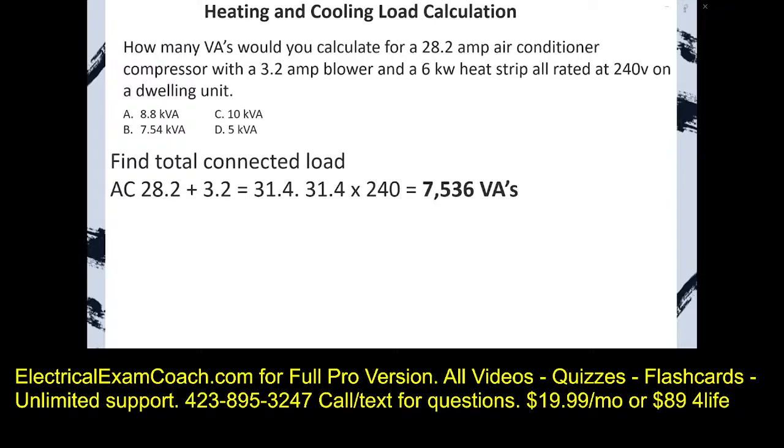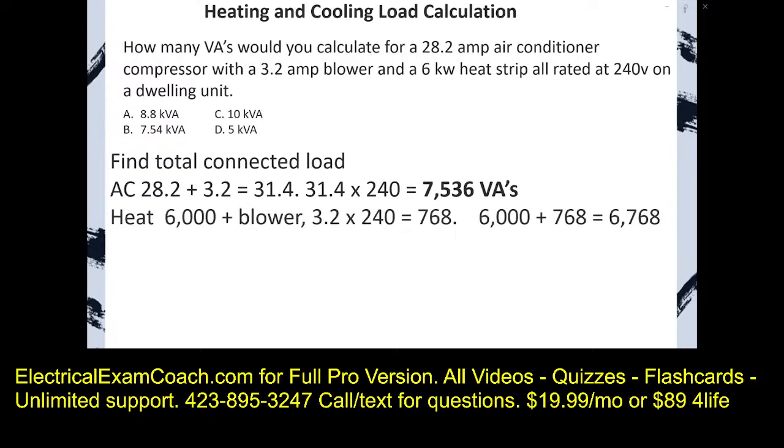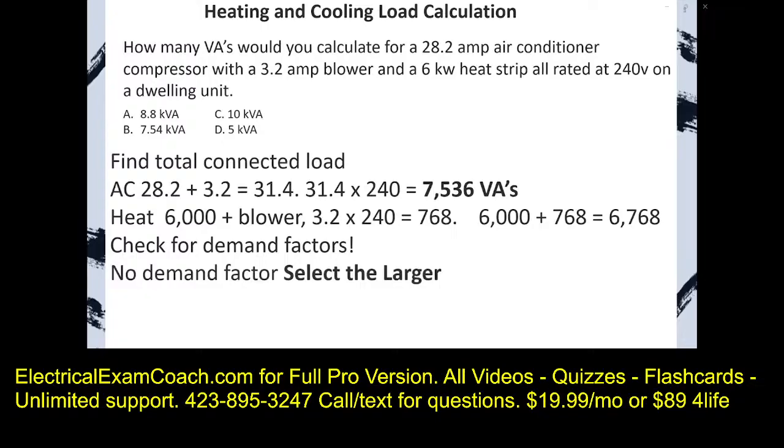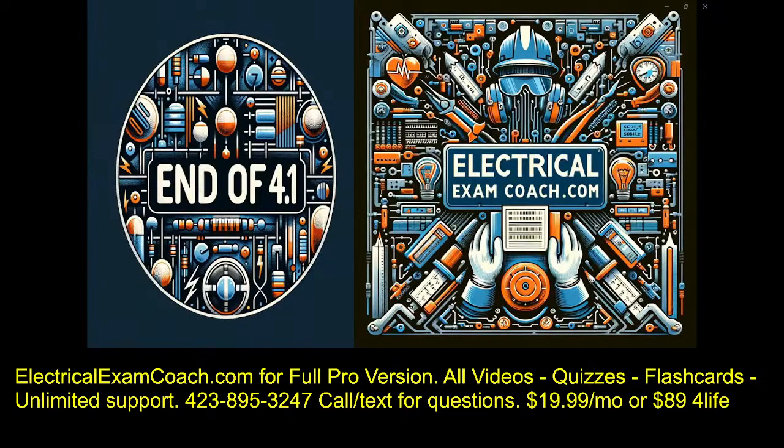Now let's do our heat. We know that we had 6 kW to start with. Then we need to add our blower motor. We take our blower motor at 3.2 multiplied by the voltage, and that gives us another 768 VAs. We total those two together, and we check for demand factors. There are no demand factors on this part of the code, so we're just going to select the larger, and in this case, we're going to select the cooling. Great job. That's the end of lesson 4.1.